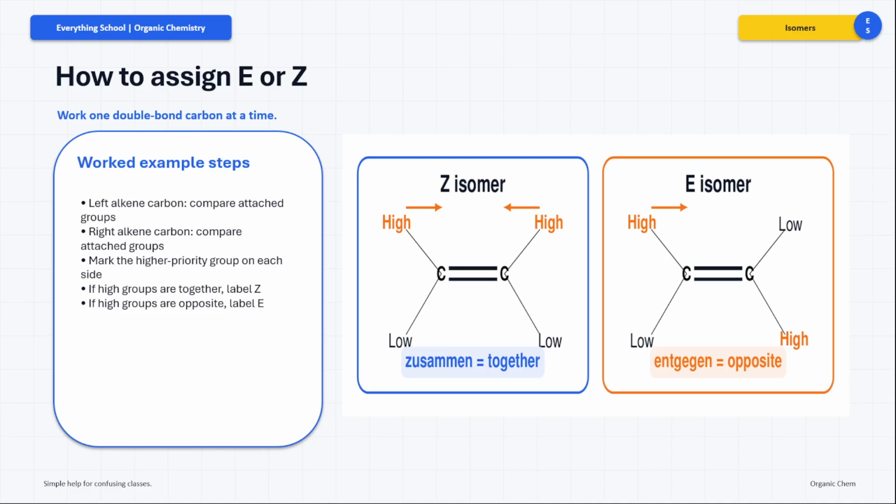If they are on the same side, the answer is Z. If they are on opposite sides, the answer is E. The most common mistake is comparing the wrong groups. Do not compare the biggest looking group. Compare priority using the atoms directly attached first.